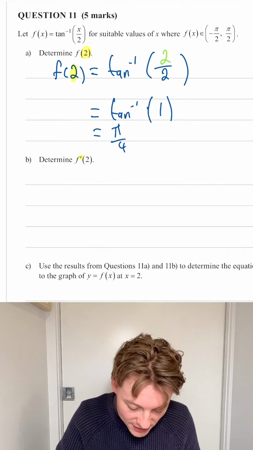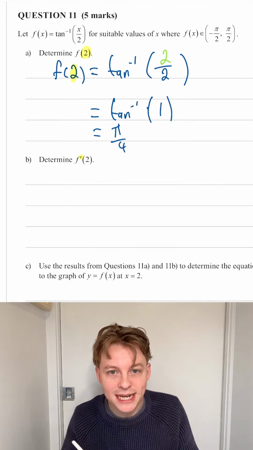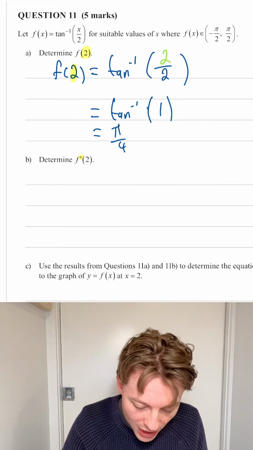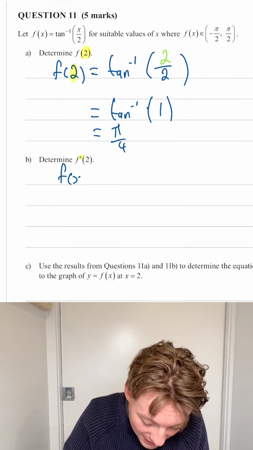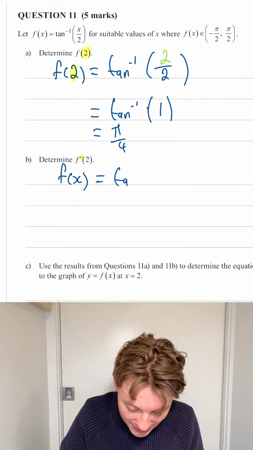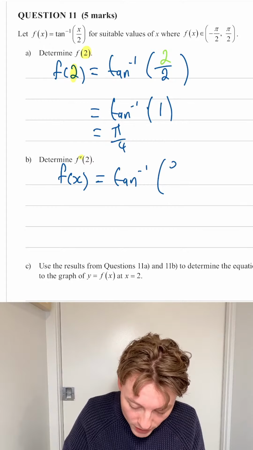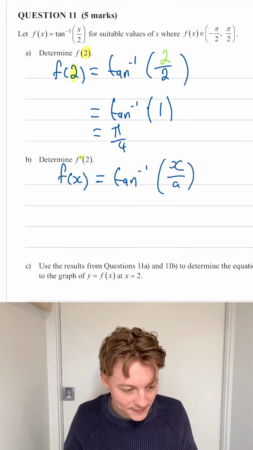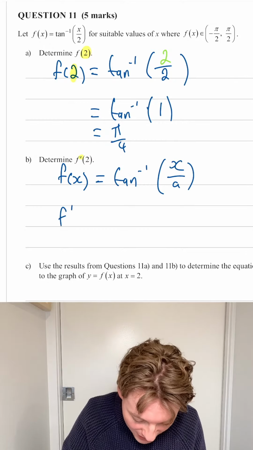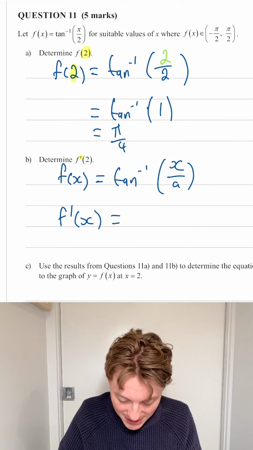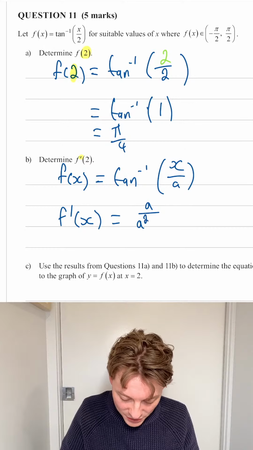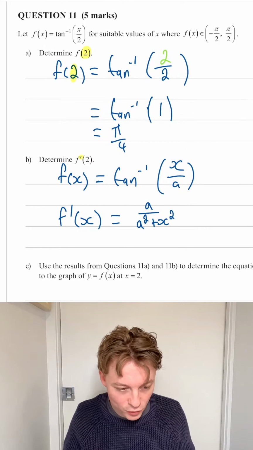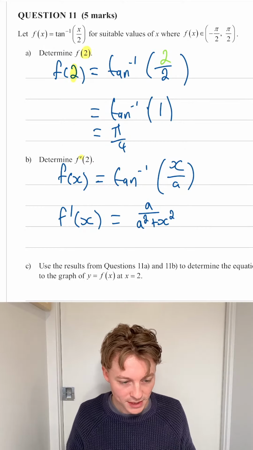The difference is at this tiny little dash there. That tiny little dash means I'm now differentiating. So I want to differentiate my function. For those of us that aren't aware, if I have my function as tan to the minus 1 of x over a, my rule for differentiating a function like this is that I get a over a squared plus x squared. That is normally the rule for my derivative.